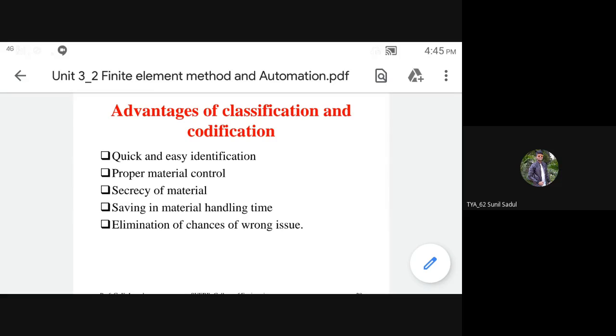Also in the chemical industry or pharmaceutical industry, different types of chemicals are there. Flammable chemicals are also there. Very hazardous or dangerous chemicals are there. A reaction may also happen, which is very dangerous. For that purpose, codification is also important.